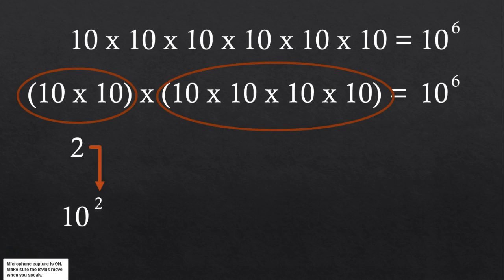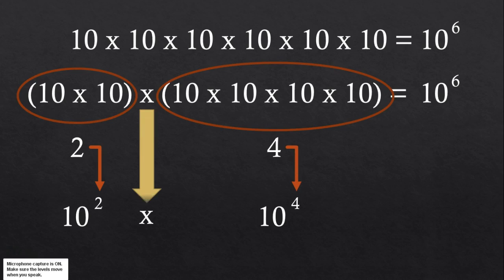How many tens are in the second group? Very good, 4. Say the base and exponent for that group. 10 to the 4th. So another way to show 10 to the 6th, after multiplying these together, is 10 squared times 10 to the 4th. So what's another way of showing 10 to the 6th? 10 squared times 10 to the 4th. Very good. So 10 squared times 10 to the 4th is another way of showing 10 to the 6th.